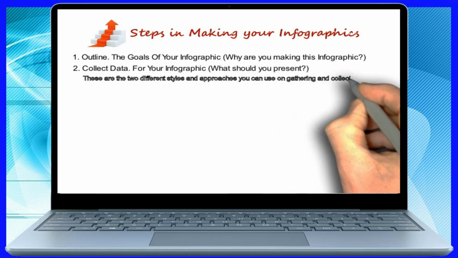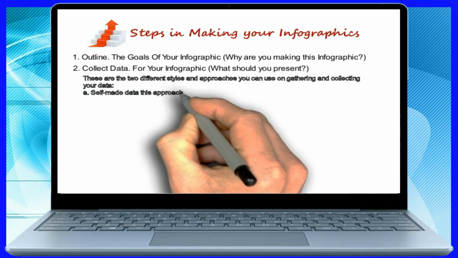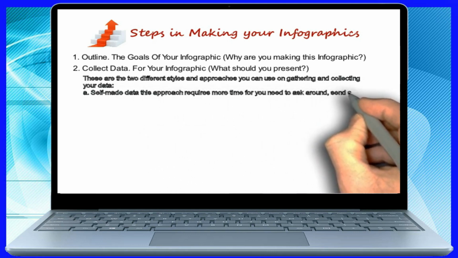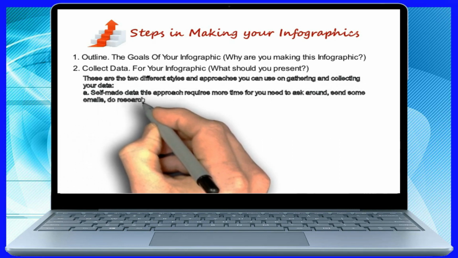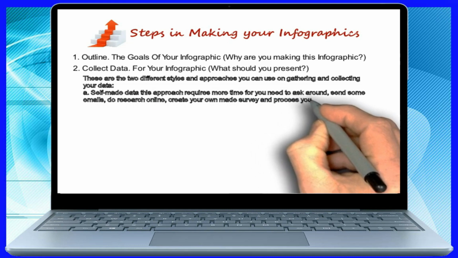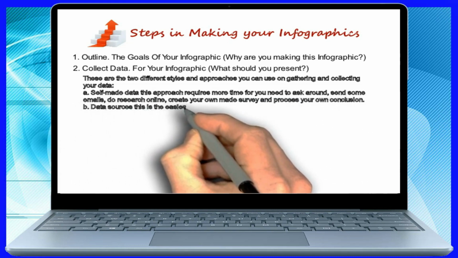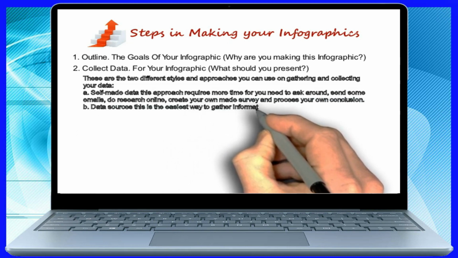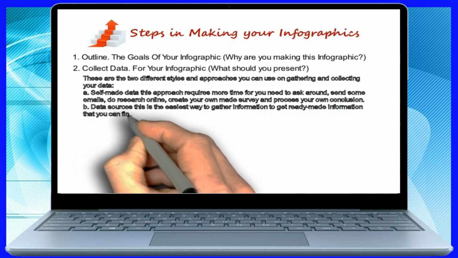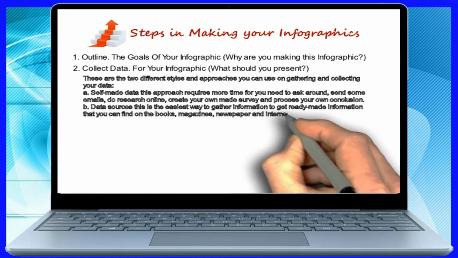A. Self-made data. This approach requires more time for you to ask around, send some emails, do research online, create your own made survey, and process your own conclusion. B. Data sources. This is the easiest way to gather information, to get ready-made information that you can find in the books, magazines, newspaper, and internet.